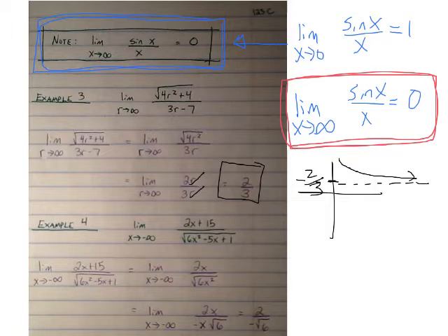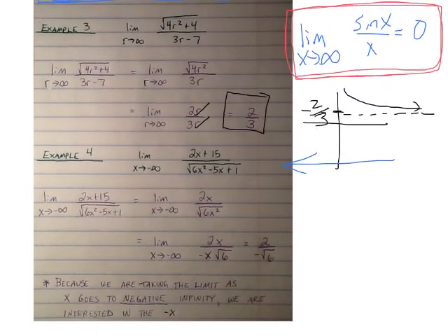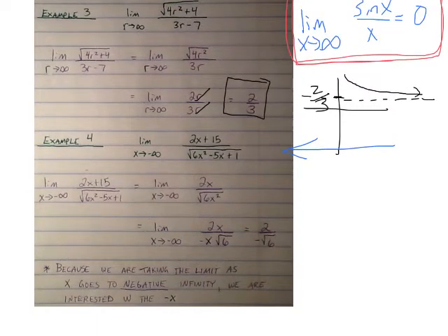Example 4, we're going to do the same process. This time we're actually approaching negative infinity, so we're interested in what's going on as we go way out to the left. We can use the same approach that we have all along, where we take the leading terms, and in this case our leading terms are 2x and root 6x squared. So we take the limit of the leading terms, and when we are simplifying this out, we can pull the x squared out of the denominator, but it's important that we write it as negative x, because remember, the square root of x squared is actually equal to the absolute value of x.